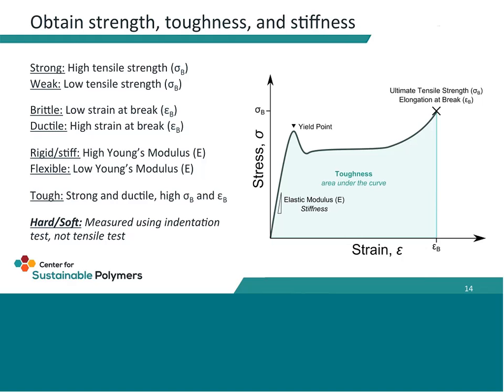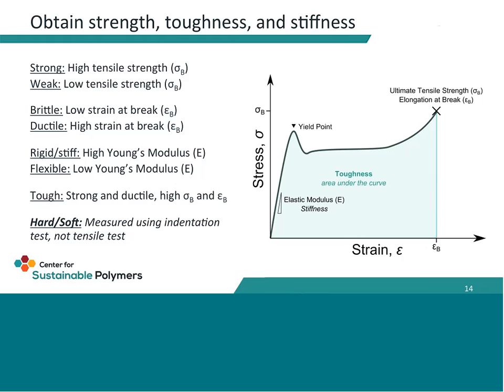If we can only stretch it a little bit before it breaks, we might deem the material brittle. If we can elongate it much further and significantly further, then we can say the material is ductile. The elastic modulus, which is the slope in the elastic regime, gives us how rigid or flexible the material is. And then we might get a tough material when the material is both strong and ductile.